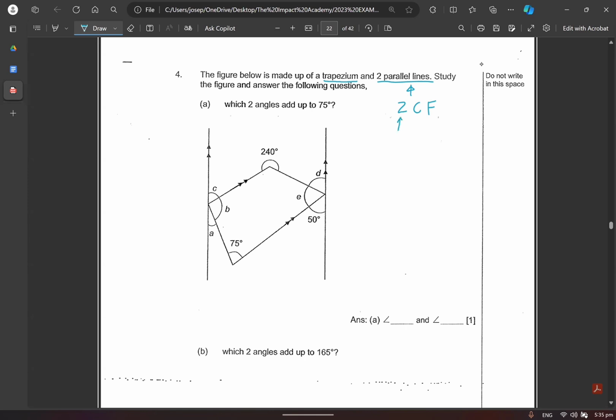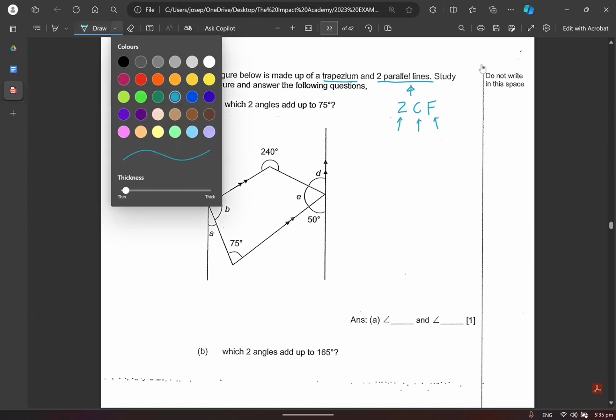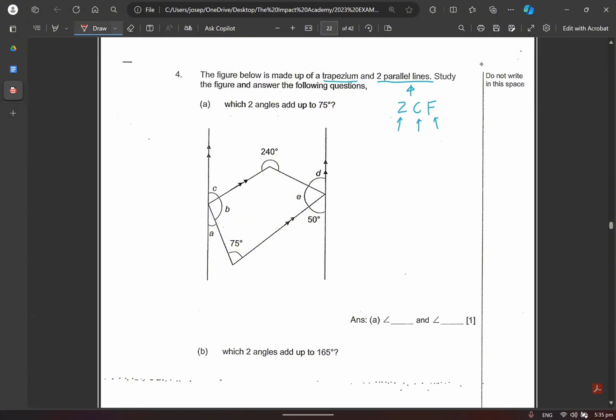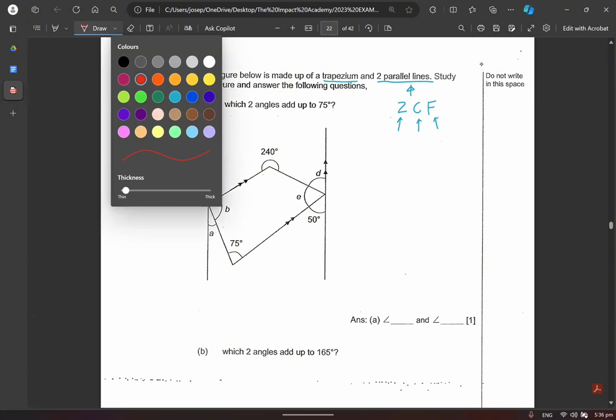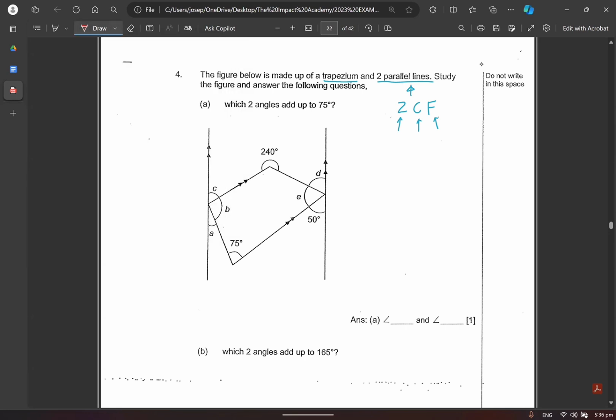Okay, my Z angle, my C angle, my F angle. Can you understand? So what you want to do right now, because we know that this and this is parallel, that means I need to make sure I have my C angle. Can you see my C angle? You see, very good. So we can actually find out what is B already.